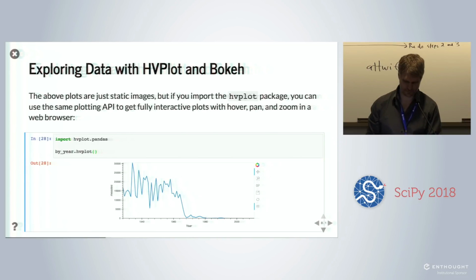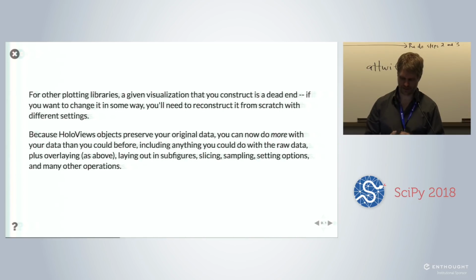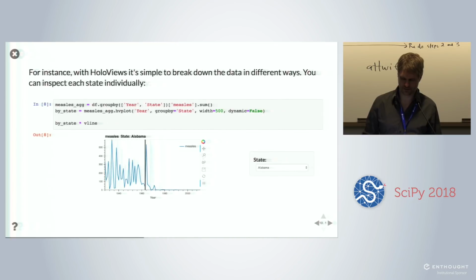Okay, so there's your picture. But the thing is that now, since this object is not just an image, it has your data, you can do lots with it. Not just zoom and click. You can lay it out, you can add things together, you can overlay things, you can slice them, you can sample them, you can fiddle with the options until you like it, you can bring certain things out, subtract certain things, and so on. So we'll just show you a series of those.